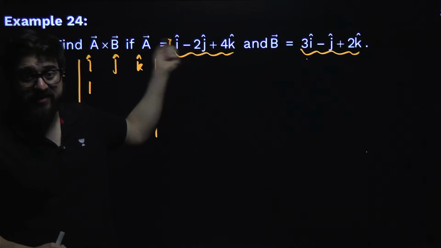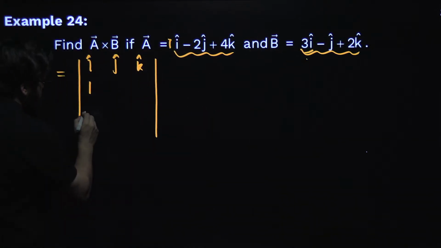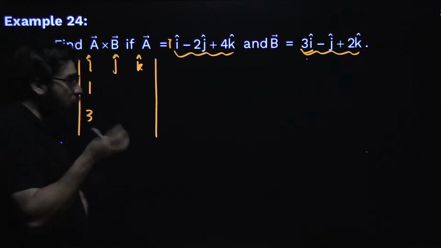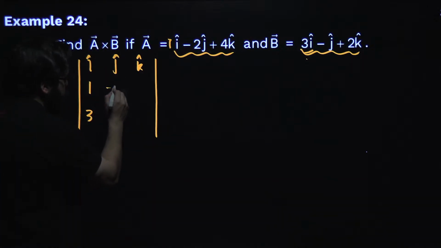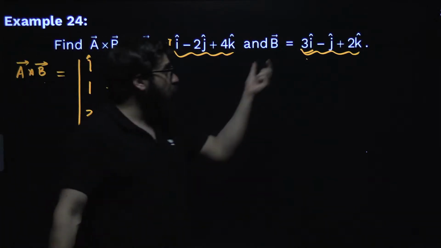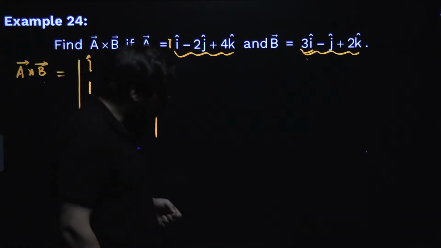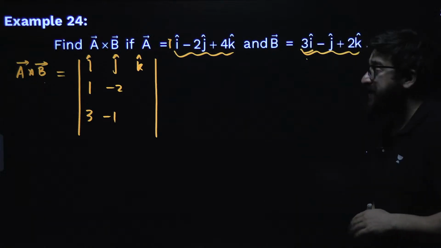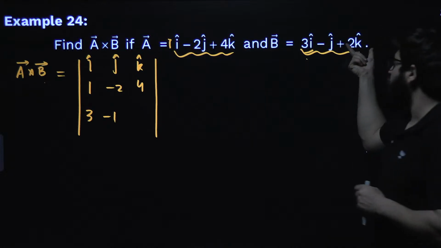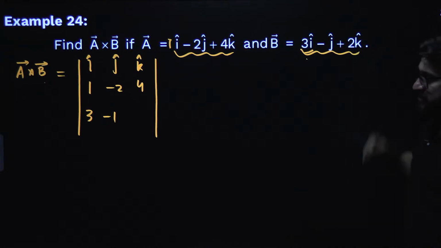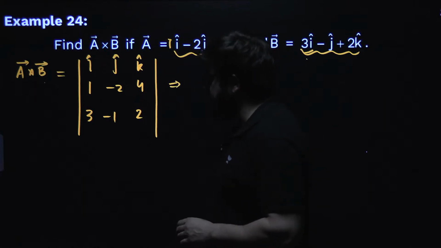Previously it was AX, right now it is 1. What is the coefficient of I in the second vector? That is 3. Now what is the coefficient of J in the first vector? That is minus 2. What is the coefficient of J in the second vector? That is minus 1. What is the coefficient of K in the first vector? That is 4. What is the coefficient of K in the second vector? That is 2.